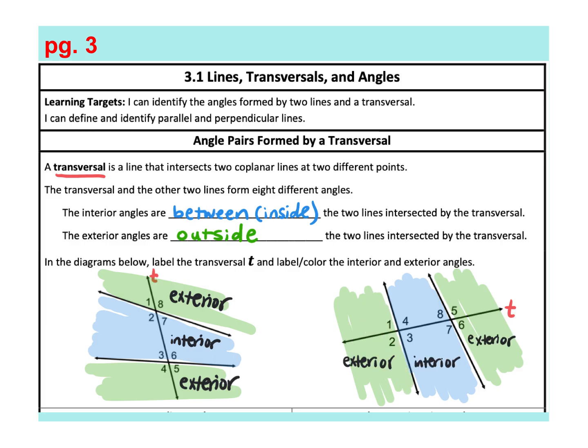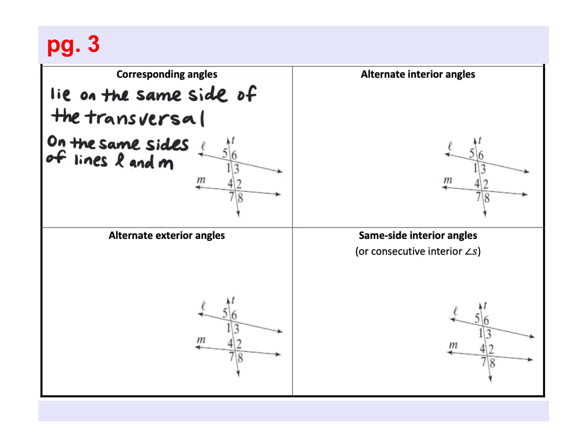So now that we have those words down, we're ready to talk about the different angle pairs that are formed. And many of the angle pairs have the word interior or exterior right in the name. Corresponding angles are angles that lie on the same side of the transversal and on the same sides of lines L and M. For example, in our picture, angle 5 and angle 4 are a pair of corresponding angles. They're both to the left of the transversal, and they're both above the line, above line L, above line M.